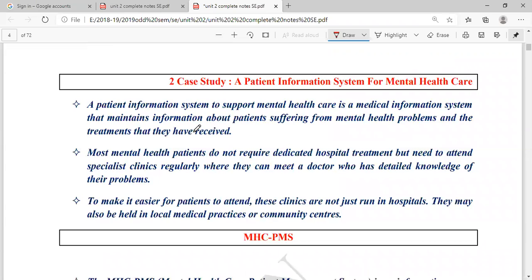Yeah, so let me tell you in detail now. See, a patient information system is used to support mental health care, right? It maintains information about patients suffering from mental health problems and the treatments that they have received. So this is the software, okay?